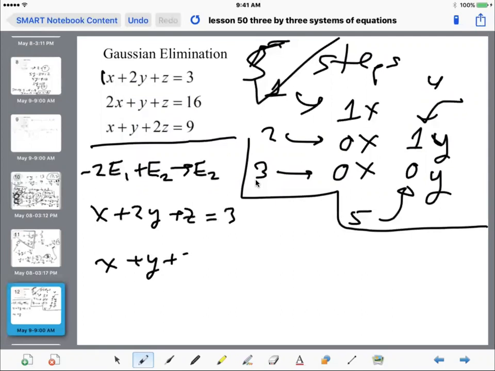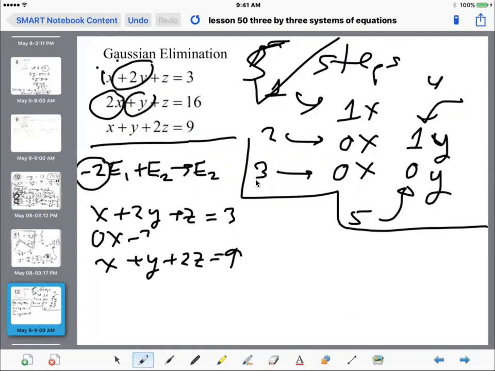I'm leaving some room here in the middle. See, I did -2 because that will cause this to become a 0. I come up here, I go -2 times x is -2x plus 2x is 0x. Don't need to write it, I'm just writing it for instructional purposes. -2 times 2y is -4y plus y is -3y. -2 times z is -2z plus z is -z. And -2 times 3 is -6 plus 16 is +10. So now I've accomplished step 2.